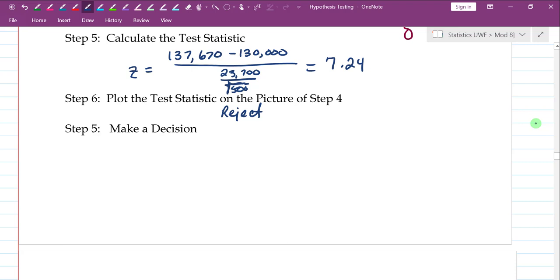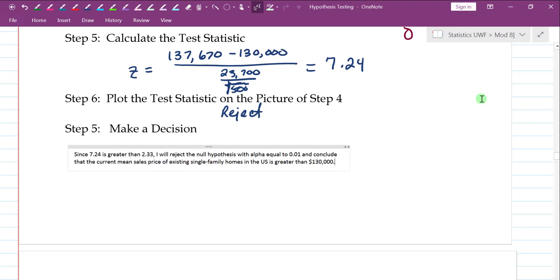So I'll take a moment and type up our conclusion. Okay, so here's what I would write up. Since 7.24 is greater than 2.33, I will reject the null hypothesis with alpha equal to 0.01. It's important that you state what level of significance you did your test at, and conclude that the current mean sale price of existing single-family homes, restate what your hypothesis was, in the U.S. is greater than $130,000. Okay, that's what our conclusion would be. Let's go on to our next problem.